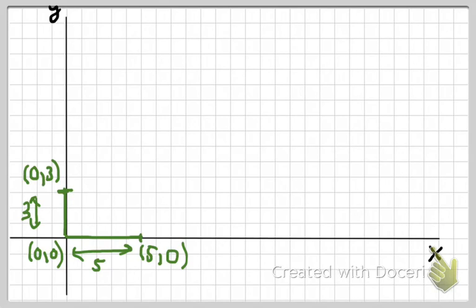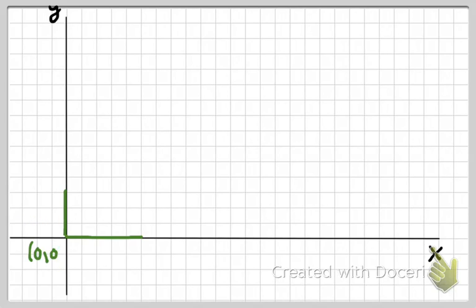Okay, and if I want to finish my right triangle, there it is, I've got my right triangle. Now some of you are asking, well, could I have done it differently? Yeah, you could have done it differently. What if you wanted to go 5 units up and 3 units to the right? You could have done that.